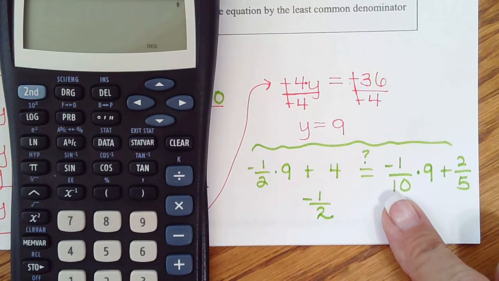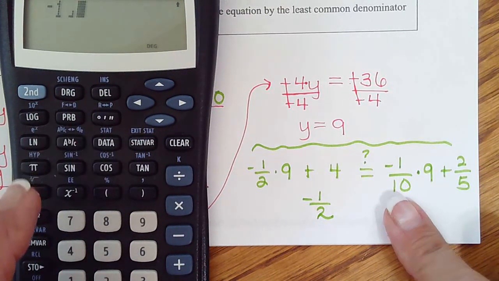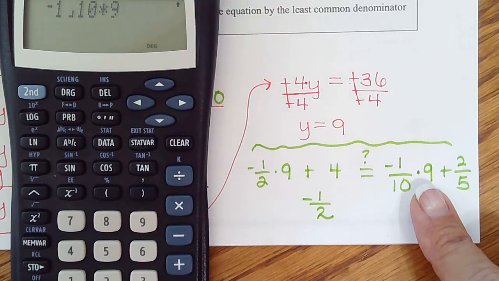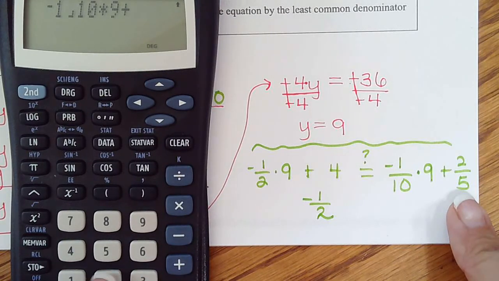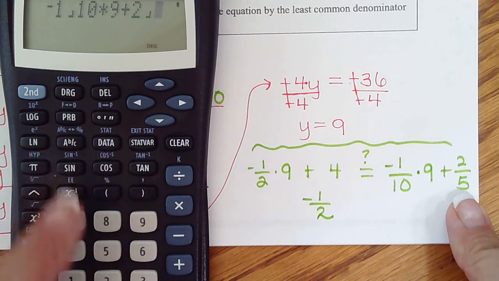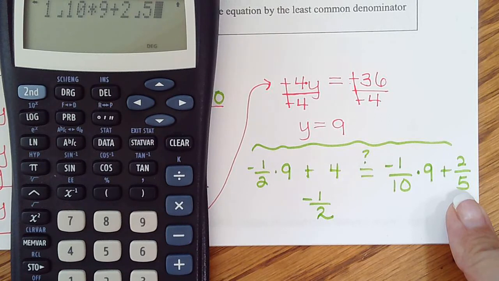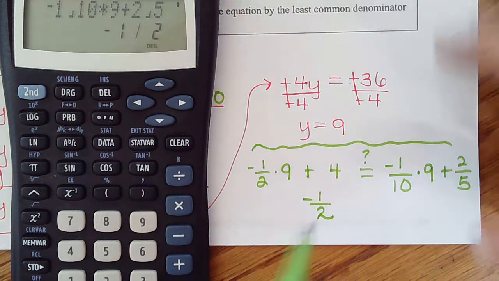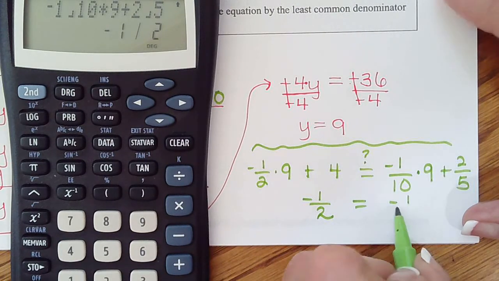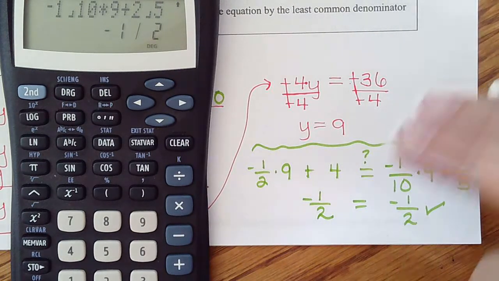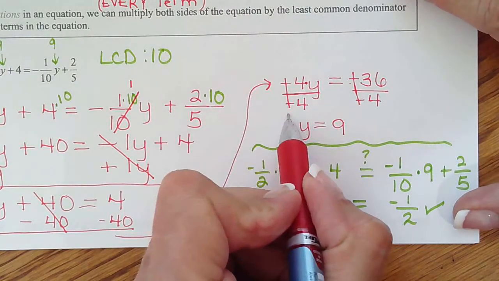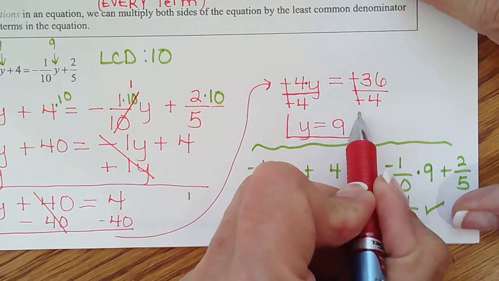Negative 1/10. So hit clear. Your negative is at the bottom below 3. Negative 1 fraction bar 10 times 9 plus 2 fraction bar 5. Hit enter. Yes! Our two sides match, so now we can do our happy dance. Woohoo! And we can walk away and know we got that big problem correct.